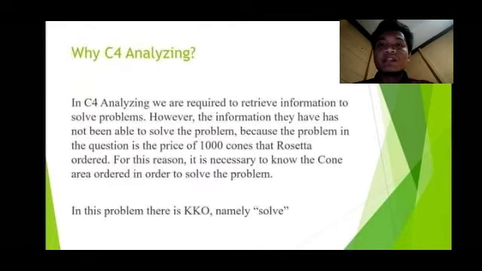Why C4 analyzing? In C4 analyzing, we are required to retrieve information to solve the problem. However, the information they have is not yet enough to solve the problem, because the problem in this question is the price of the 1000 cones that Rosetta ordered. For this reason, it is necessary to know the cone area ordered in order to solve the problem. And in this problem, there is also a KKO, namely solve.